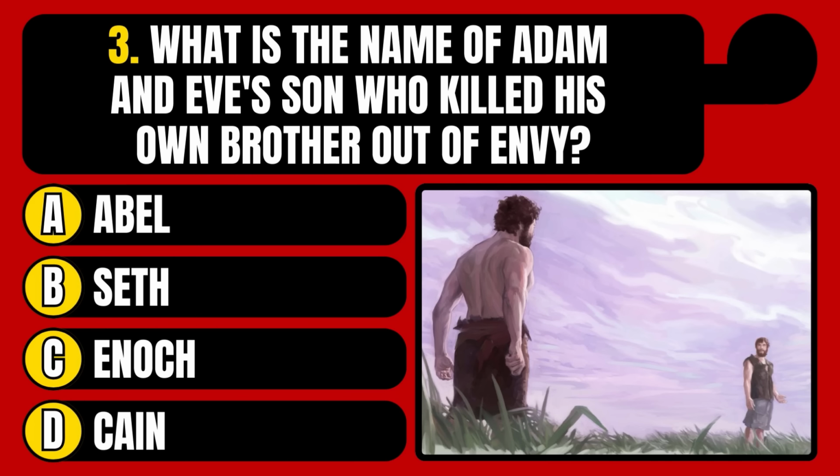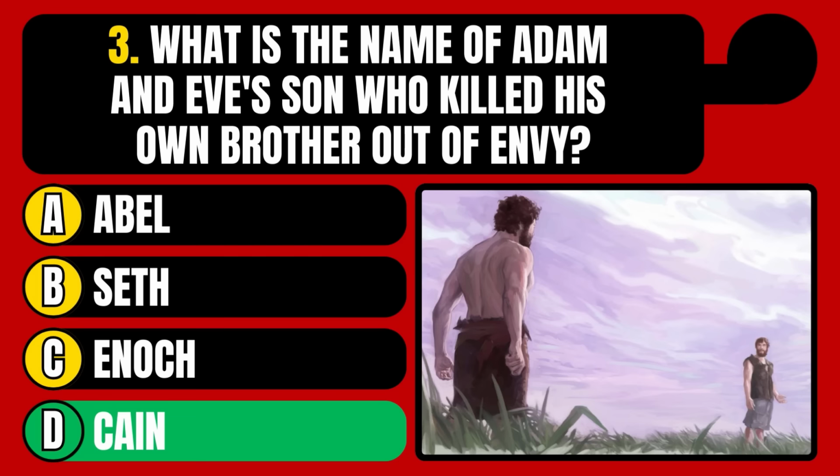What is the name of Adam and Eve's son who killed his own brother out of envy? Abel, Seth, Enoch, or Cain? The correct answer is option D, Cain.